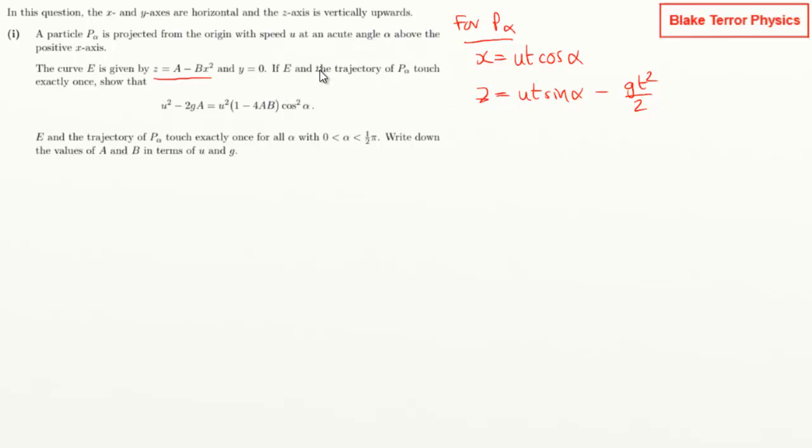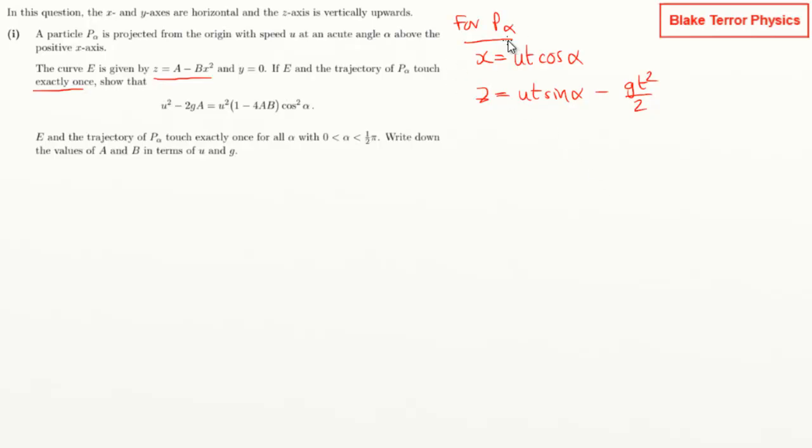Oh, here we go. E and the trajectory of P alpha touch exactly once. That's the bit of information we're going to have to use. We're going to get some limiting case, something to do with a discriminant with a double root. If that's only happening once, it's going to happen at a particular time. So if we can set up a quadratic in t and then look at the discriminant, that seems a sensible way to go about it, because then that will get rid of x, z, and t, hopefully.